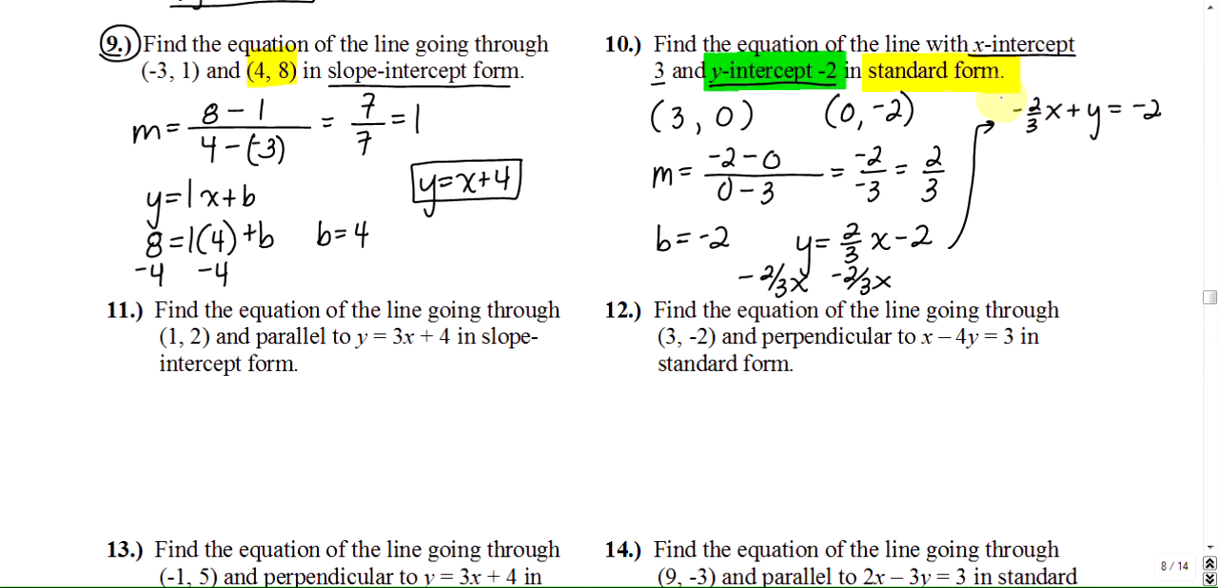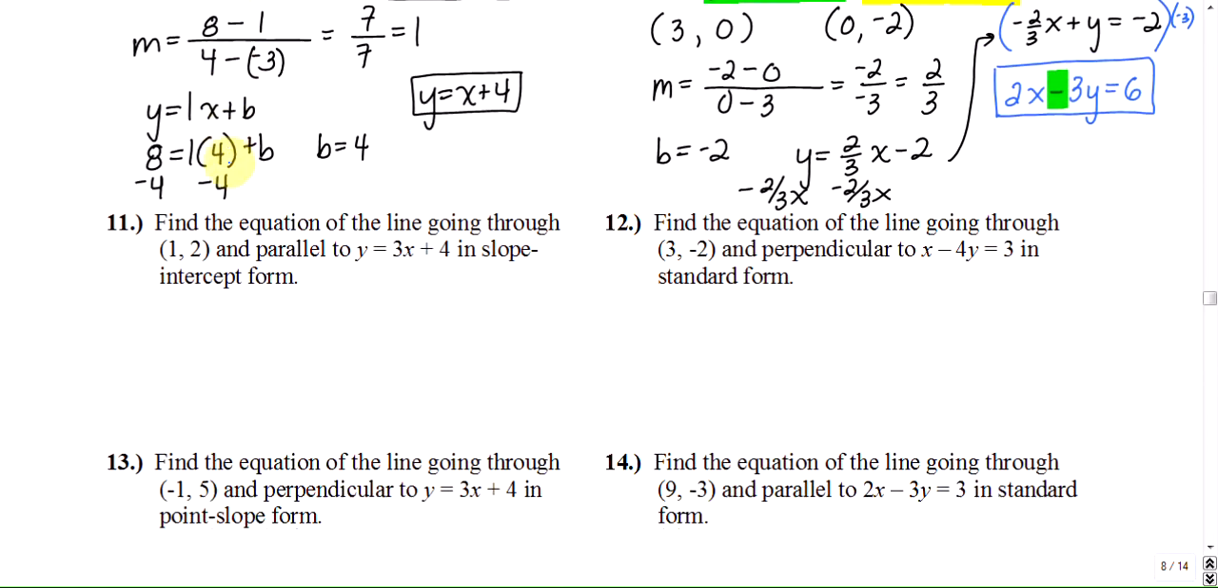And I need to clear in order to A, have no fractions, and B, have no negative in front of the x. I'm going to distribute this through, and I'm going to get 2x minus 3y equals positive 6. This is standard form, ax plus by equals c. When we say plus by, it doesn't mean that this has to actually be a plus.